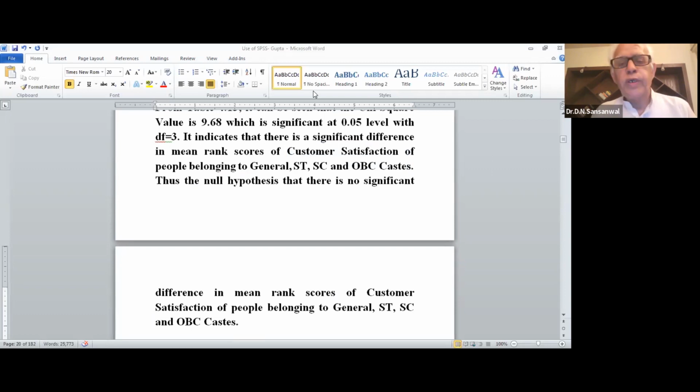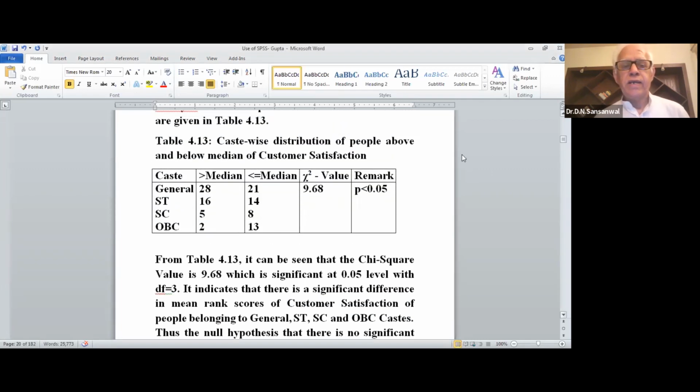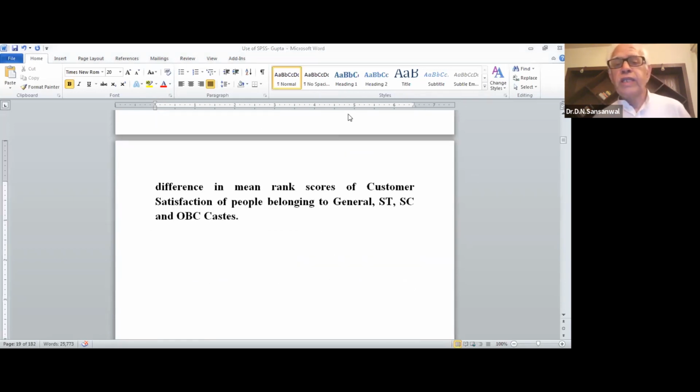No, we are not going to use the U test. Mann-Whitney U test will not be used here. We only have to say on the basis of the number that the more people from the general category belonging to the above median or below median, they have the better customer satisfaction. So you cannot do more than that.